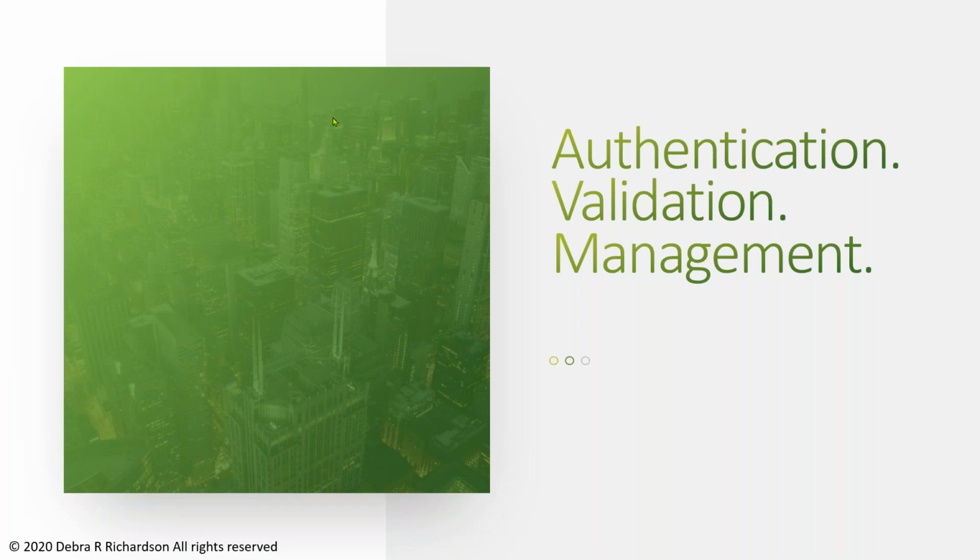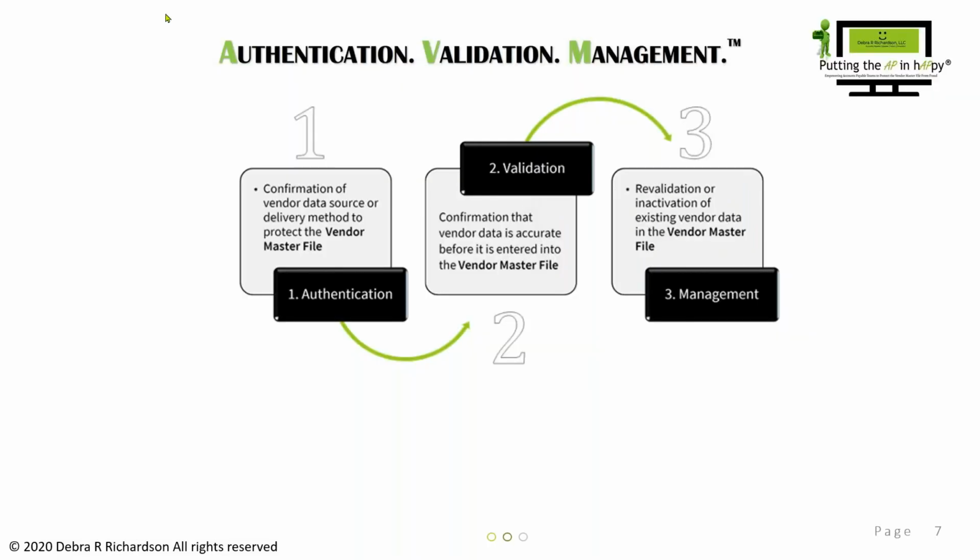All right, so we are going to start off again with my proprietary authentication validation management process that I use for my clients that still have manual or fully manual vendor processes to ensure real vendors and avoid, again, that fraud and regulatory fines. Okay, so the first step is authentication, which is the confirmation of the vendor data source or delivery method of the vendor documentation.